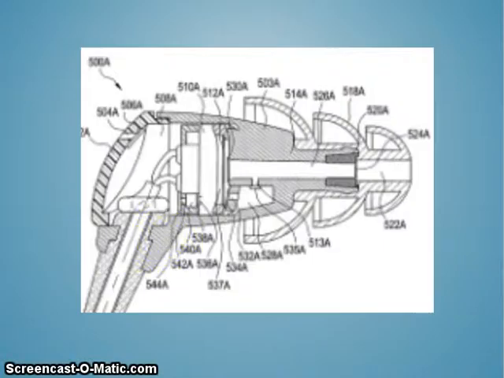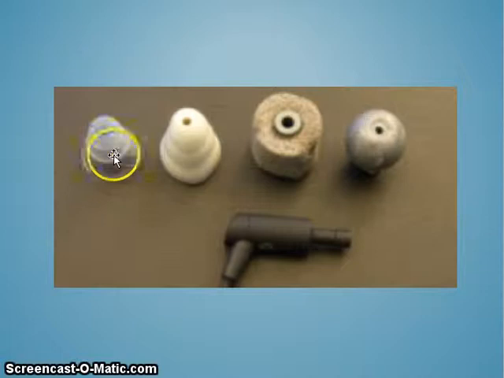In this diagram, this is a cross section of an earphone, and as you see here, it has the silicone tip with three cones. These cones help deflect the sound waves that are coming from outside, and this is a form of passive noise cancellation.